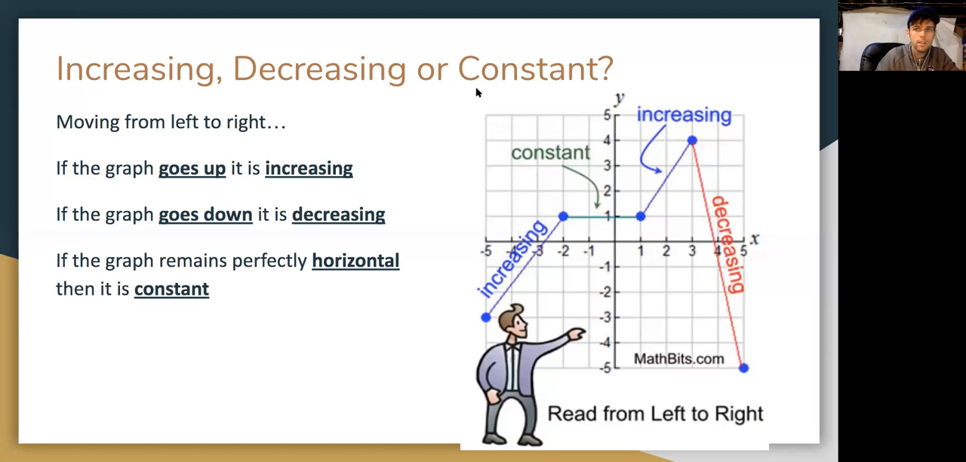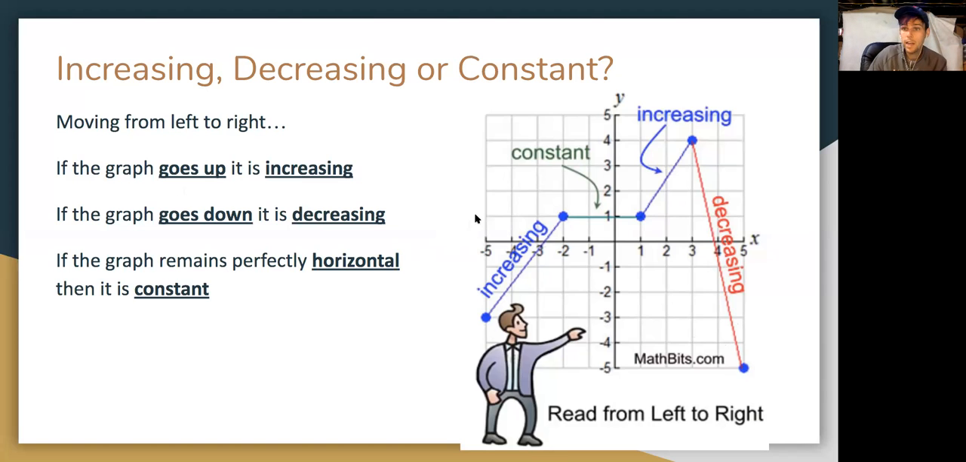All right, the next important concept that we had were the idea of increasing, decreasing, or constant. So a graph is increasing as we move from left to right if it's simply going up. That's increasing. It's constant if it's perfectly horizontal, and if it's going down, that means it's decreasing. That's kind of the simple way to think about it.